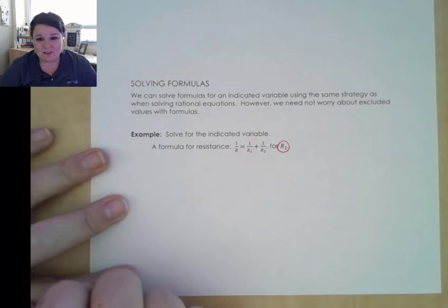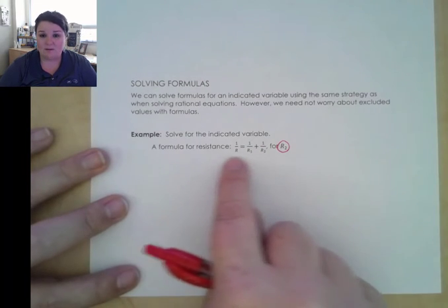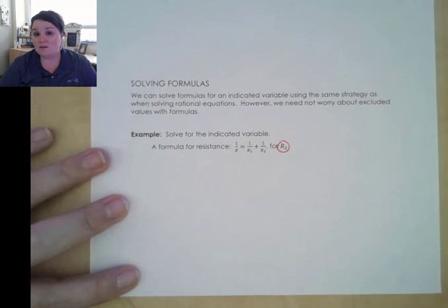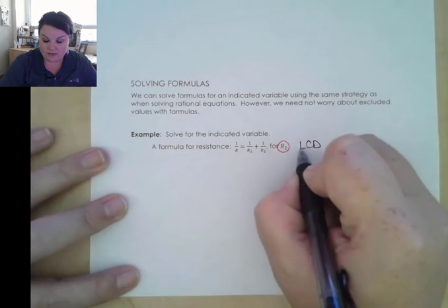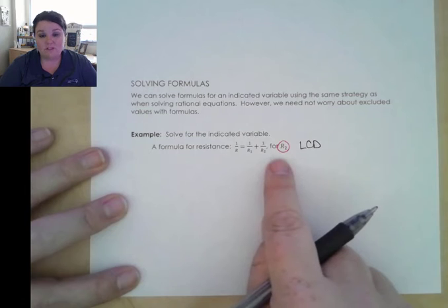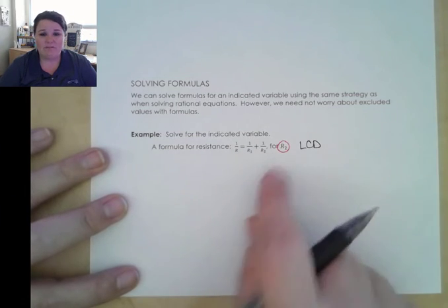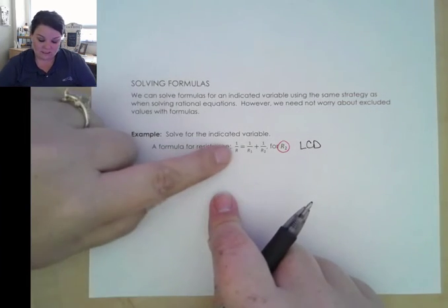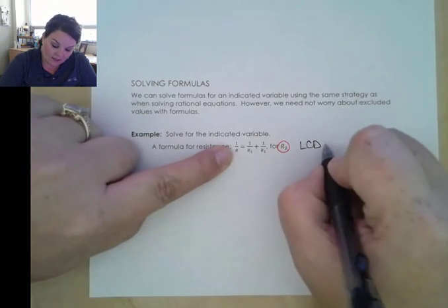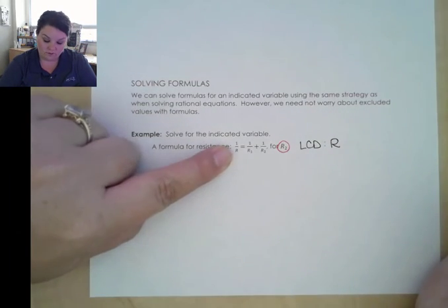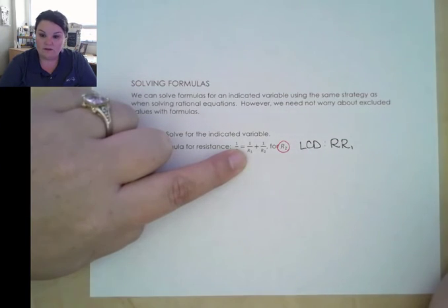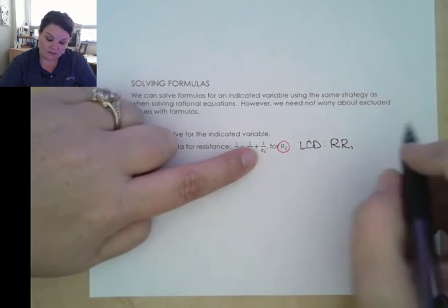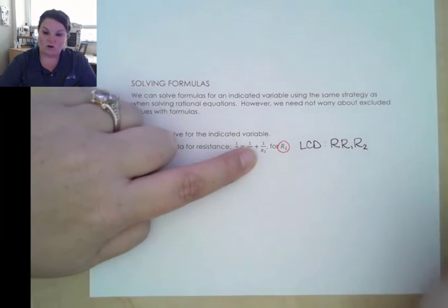Now, right now, I can't solve for r2 because it's stuck in the denominator. So I, just like the other ones, need to figure out what would be a good least common denominator to multiply all of these terms by so that I don't have fractions. So for this denominator to cancel out, I would need an r. For the second denominator to cancel out, I would need an r1. And for the third denominator to cancel out, I would need an r2.